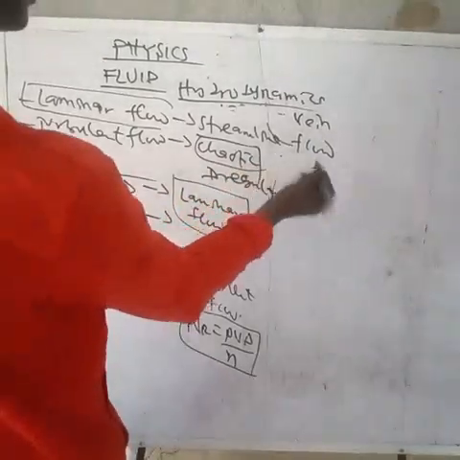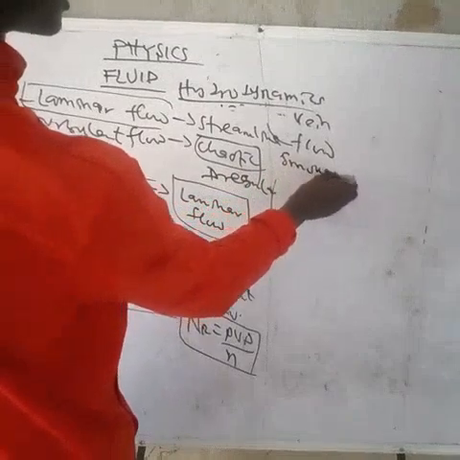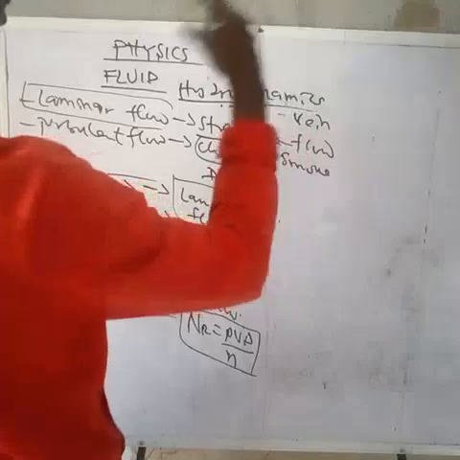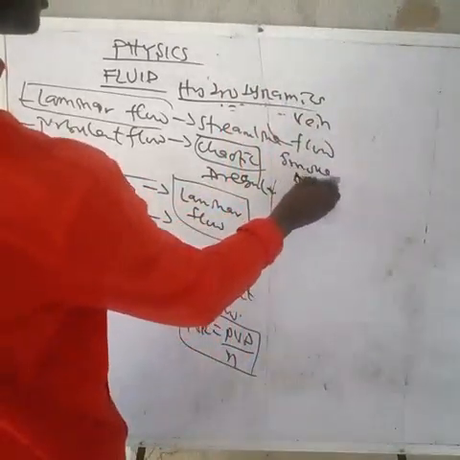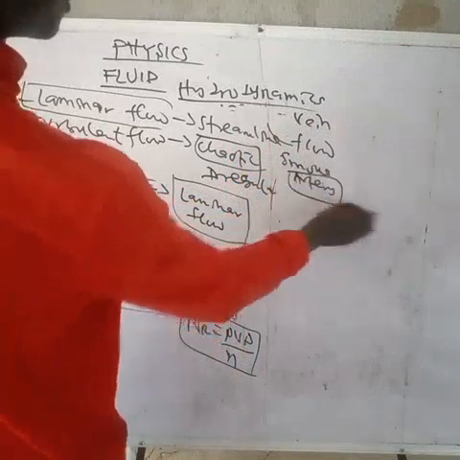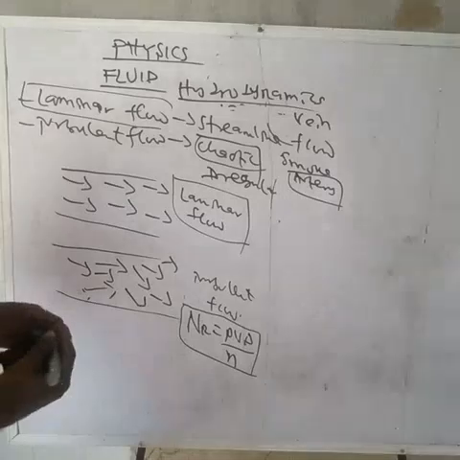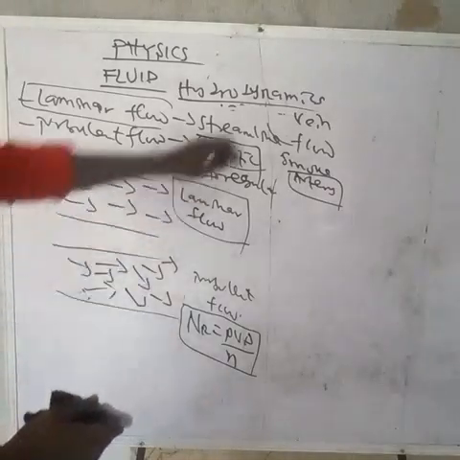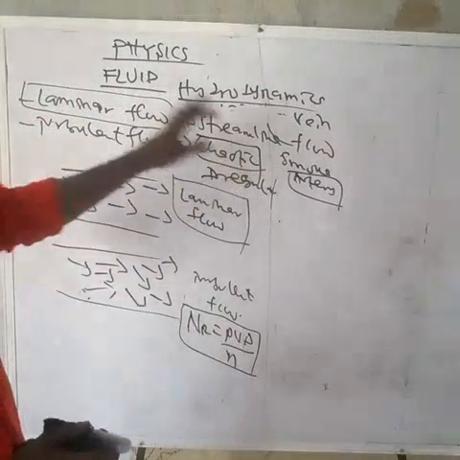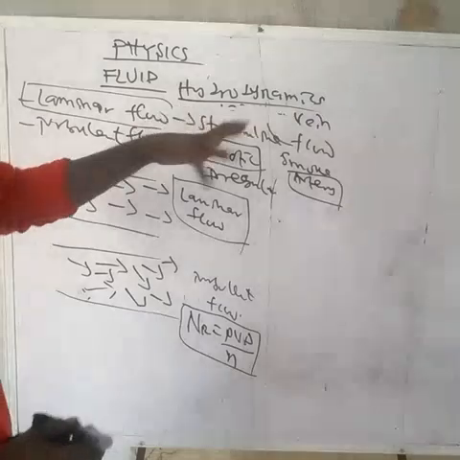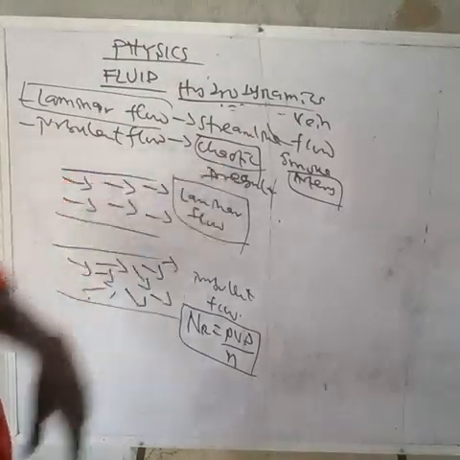An example of turbulent flow is smoke, because it moves in a zigzag form. Another example is blood flow in the artery. Blood flow in the vein and tap water are examples of laminar flow. Then turbulent is chaotic and irregular, while streamline or laminar flow is regular.